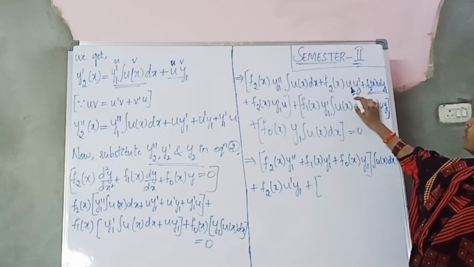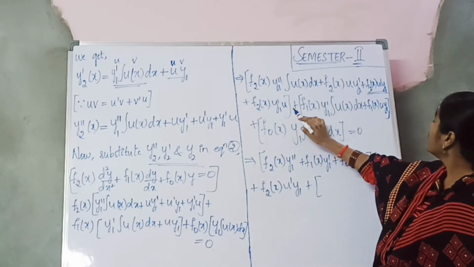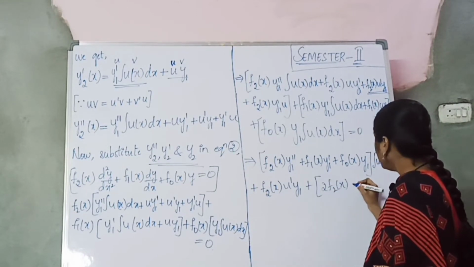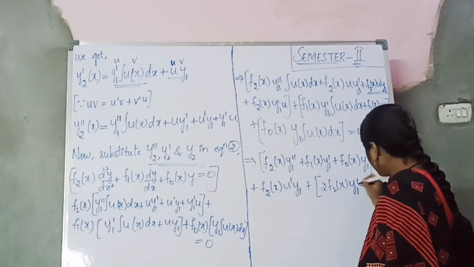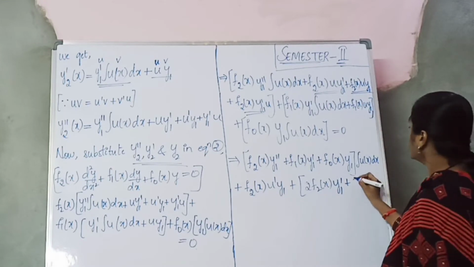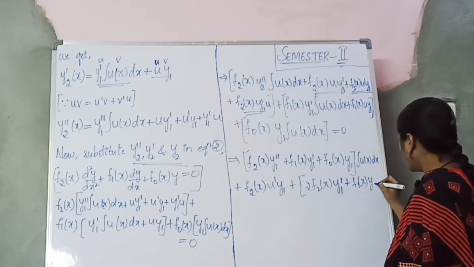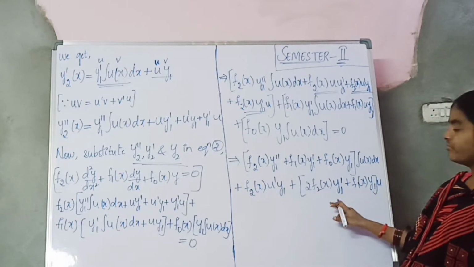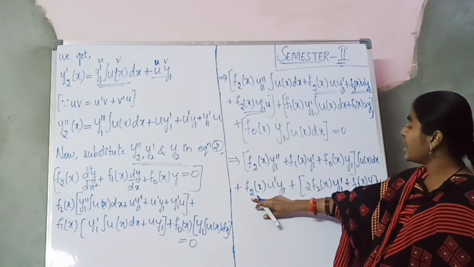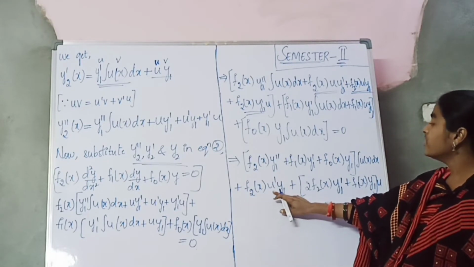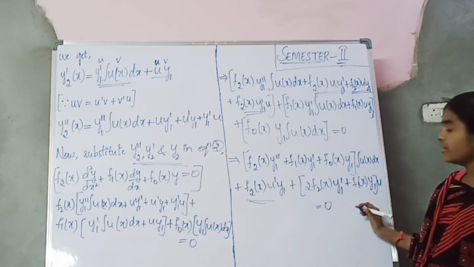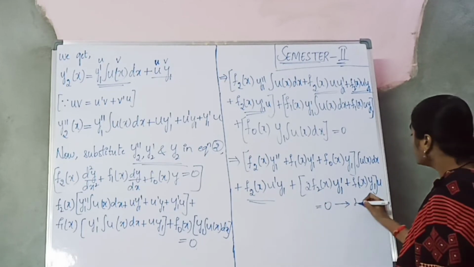f2(x) u y1' plus f2(x) u y1' means 2 f2(x) u y1' plus what is remaining here? f1(x) y1. What are we taking common here? u. We are taking u common, which equals 0. Here we are taking f2(x) u' y1 separately, and we are taking the u terms. Now we have to consider this as equation 4.